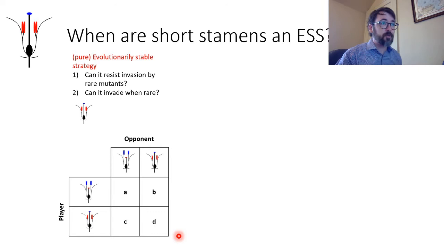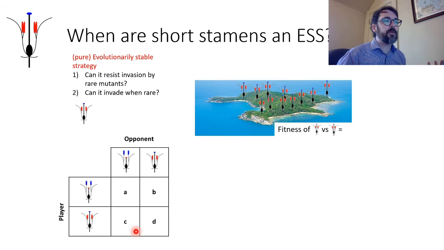We have to check two things. Can it resist invasion? And can it invade when rare? Right, so now we start the island this way. The possible world we're in right now gets a payoff of D. That's the survival and reproduction, the per capita population growth rate. So they get a survival rate of D.